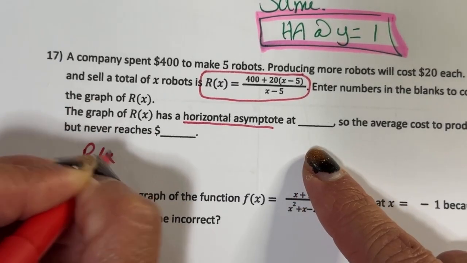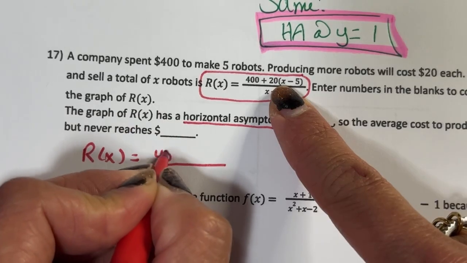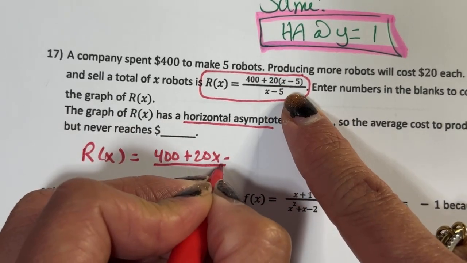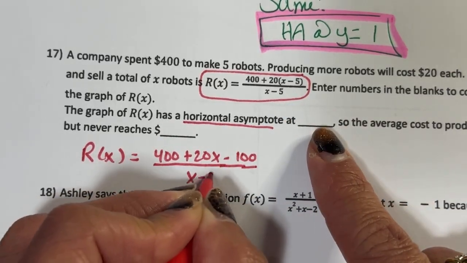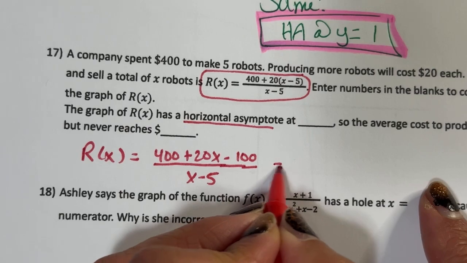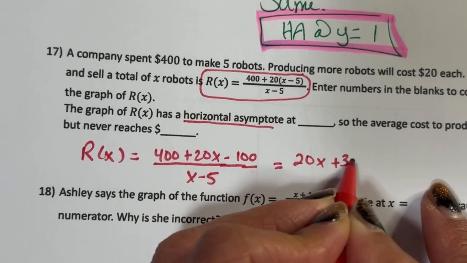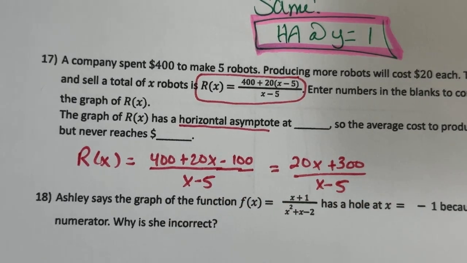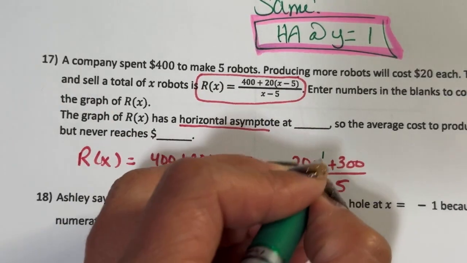So R of x equals, need to distribute that 20. So that's 400 plus 20x minus 20 times 5 is 100, all over x minus 5. Combine like terms, and let's put it in standard form. So 20x plus 300 all over x minus 5. All right, big top, big bottom, or same. We've got the same degree, top and bottom.